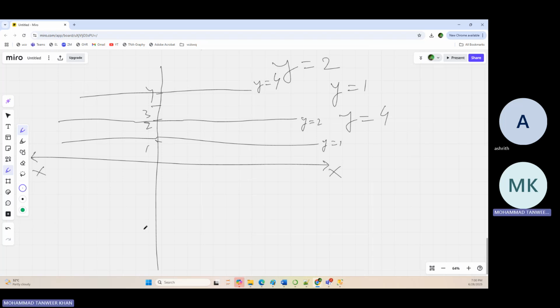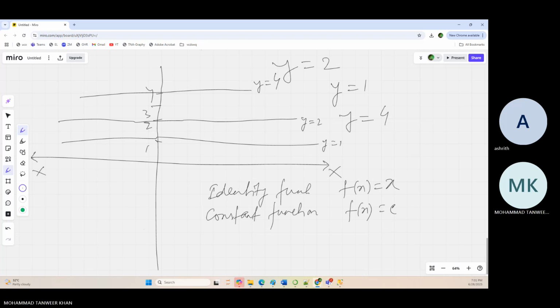How do we denote the identity function? We denote the identity function by f(x) equals x. And the constant function, f(x) is equal to c. This is the constant function. Is that clear? Yes, sir.